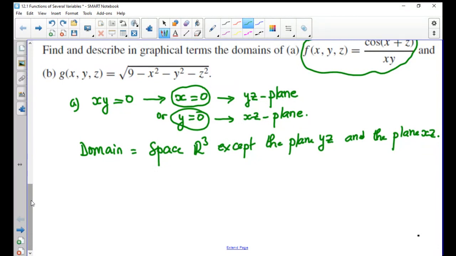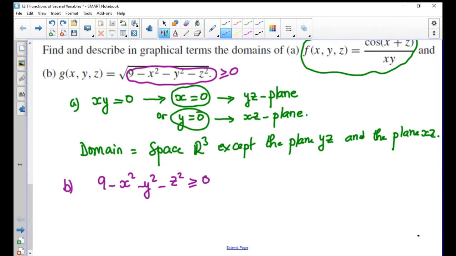Right, we can also have a look at this question B. Now, here we have a square root. So what does that mean? What you have under the square root must be greater than or equal to 0. So this function g will be defined only when 9 minus x squared minus y squared minus z squared is greater than or equal to 0.